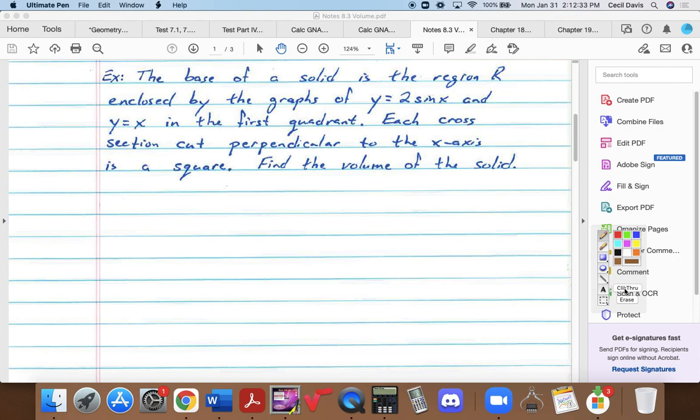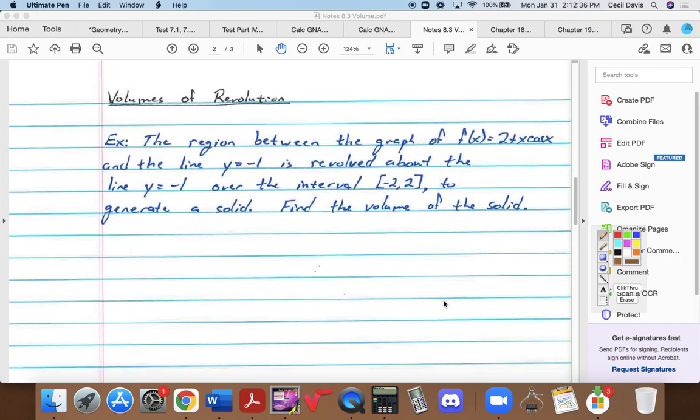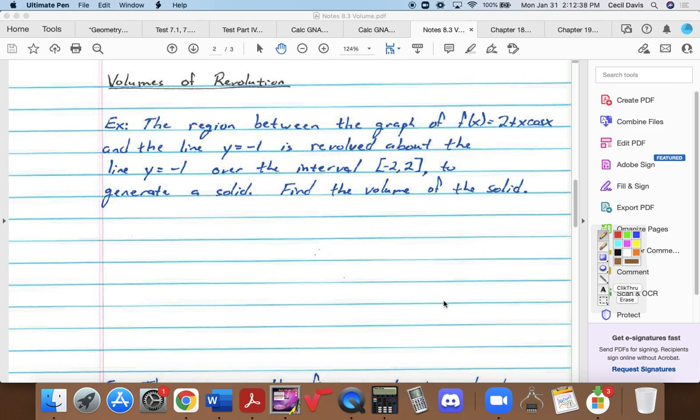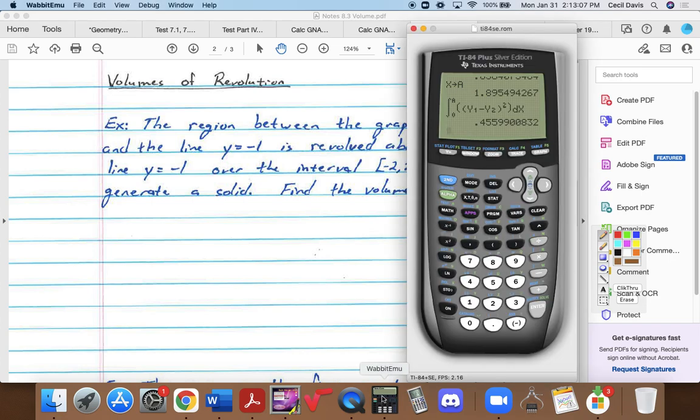All right, let's talk about volumes of revolution. So here, the region between the graph of y equals 2 plus x cosine x, and that's one of those ones where I have zero idea what that looks like, and the line y equals -1 is revolved about the line y equals -1 over the interval from -2 to 2 to generate a solid. Find the volume of the solid. All right, well, let's start by graphing this.